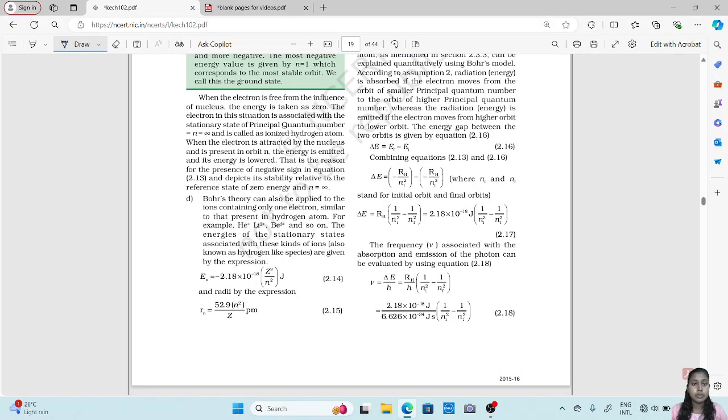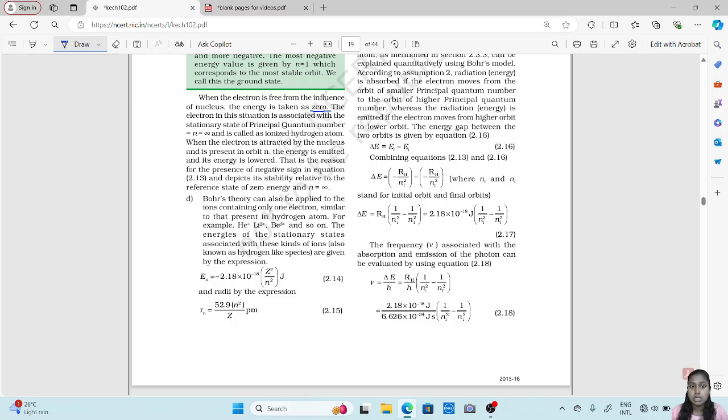When the electron is free from the influence of the nucleus, the energy is taken as zero. Now, why is there an influence between the free electron and the nucleus? The nucleus contains protons, and protons are positively charged. Electrons are negatively charged. So they are oppositely charged, unlike charges, and they will attract each other. So when the electron is free from the influence of the nucleus, the energy is zero.